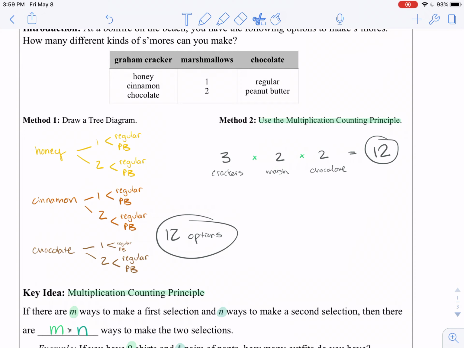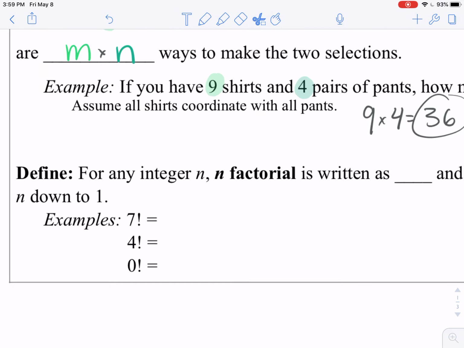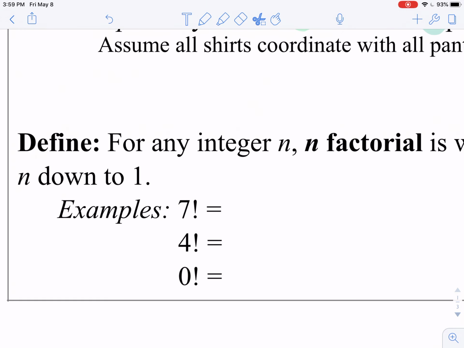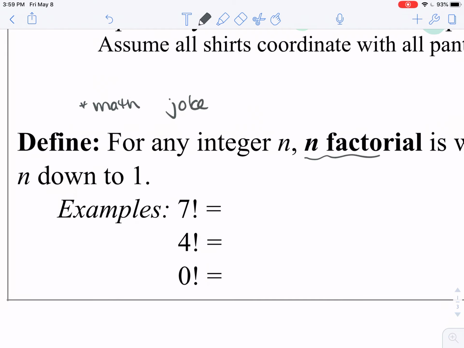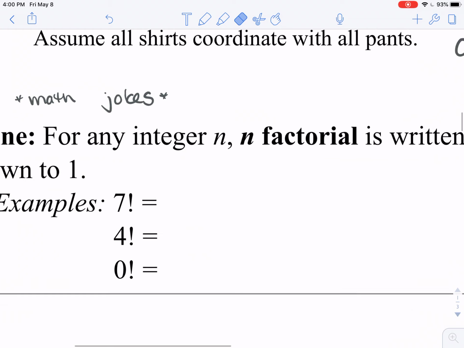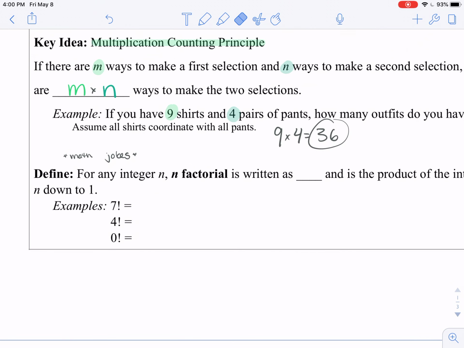And guys, this next concept that I'm about to teach you shows up a lot in math jokes. In fact, if you go on Reddit, there's an entire subreddit devoted to unexpected factorials. So the punchline to a lot of math jokes is something called a factorial.